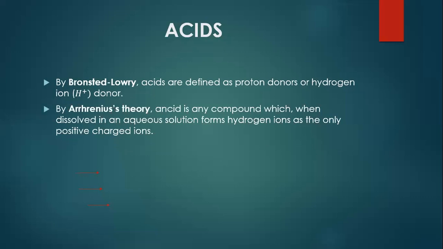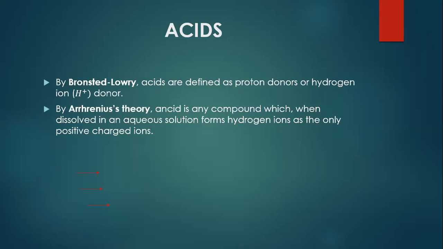Then another man also defined an acid. Arrhenius defined an acid as any compound which, when dissolved in an aqueous solution, example water, forms hydrogen ions as the only positively charged ions. He defined an acid as any compound which, when dissolved in an aqueous solution, forms hydrogen ions as the only positively charged ions.